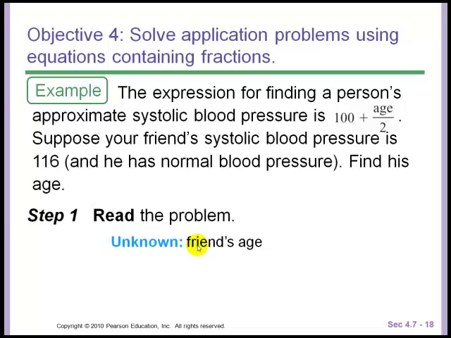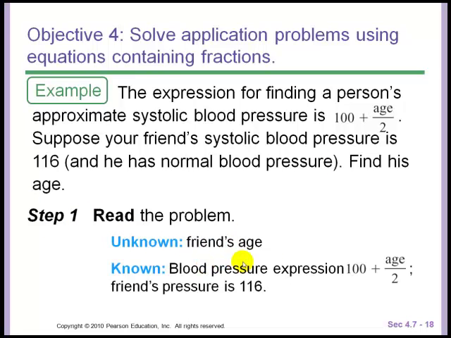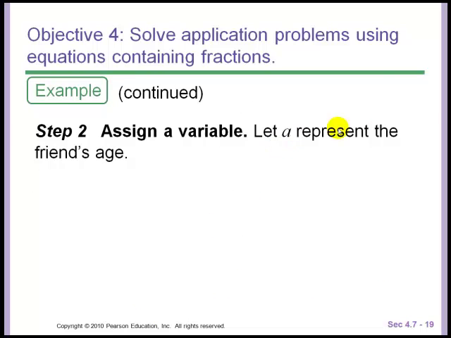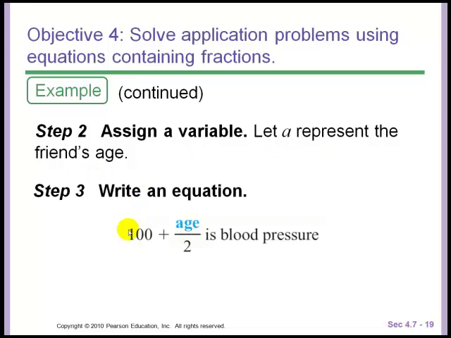Our unknown is our friend's age. Our known is that the blood pressure expression is 100 plus the age divided by 2, and that the friend's pressure is 116. Let's let A represent the unknown friend's age. Then if we write an equation, we have this statement from the problem: 100 plus age divided by 2 is blood pressure. We're letting A be age, and we know the blood pressure is 116. So our equation is 100 plus A divided by 2 equals 116.